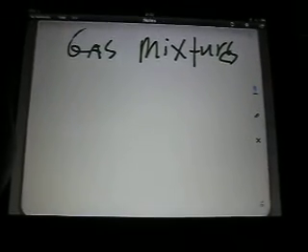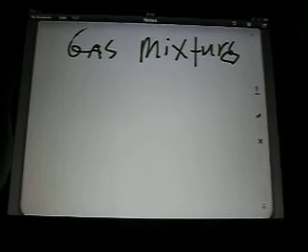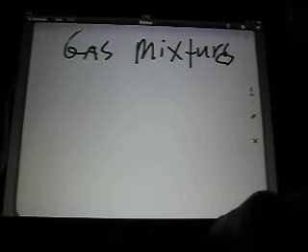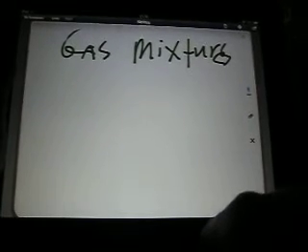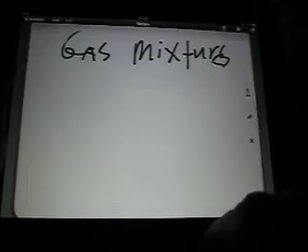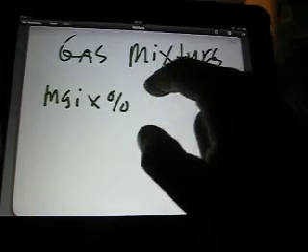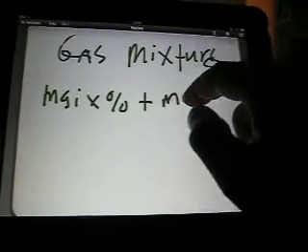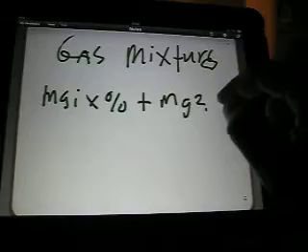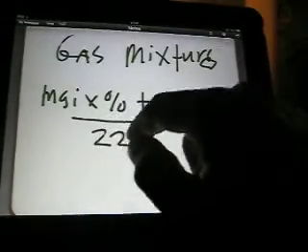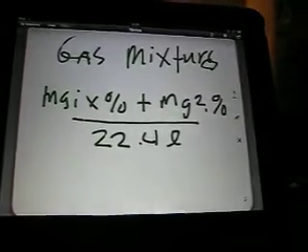So the formula for gas mixtures is we need to know the percentage of a certain gas in the mix. And we'll just go with 2 gases for now. What we'll do is we'll take the weight, or the mass, of gas 1 times the percent, and we'll add that to the mass of gas 2 times the percent, divided by 22.4 liters. That's our basic formula.